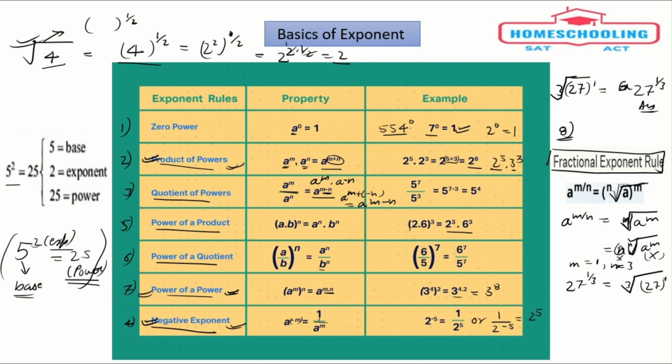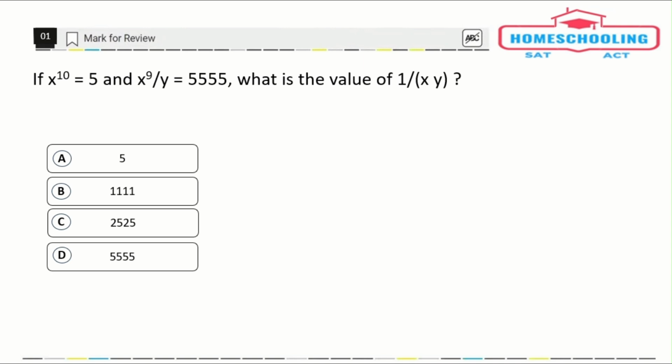Now let's move on to the questions. Question number 1 says that if x to the power 10 is equal to 5 and x to the power 9 divided by y is equal to 5555, then what is the value of 1 divided by xy? This question was asked 3 or 4 years back.